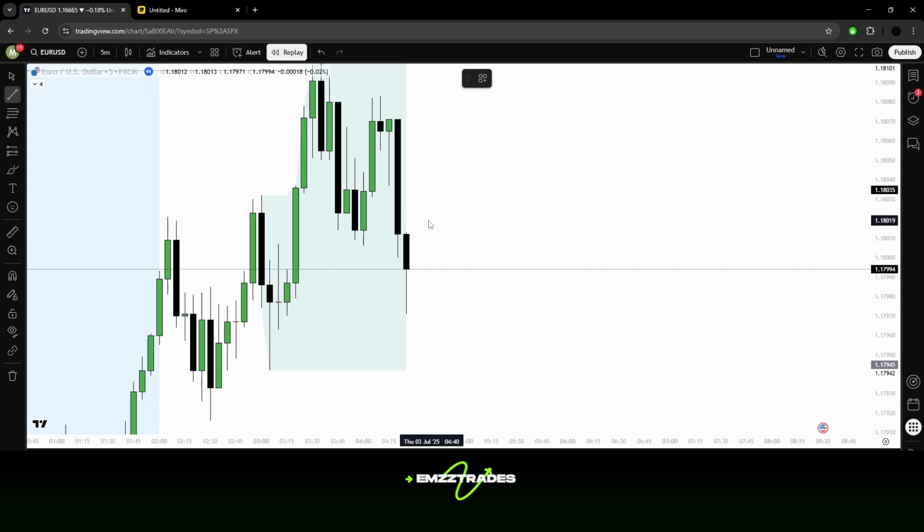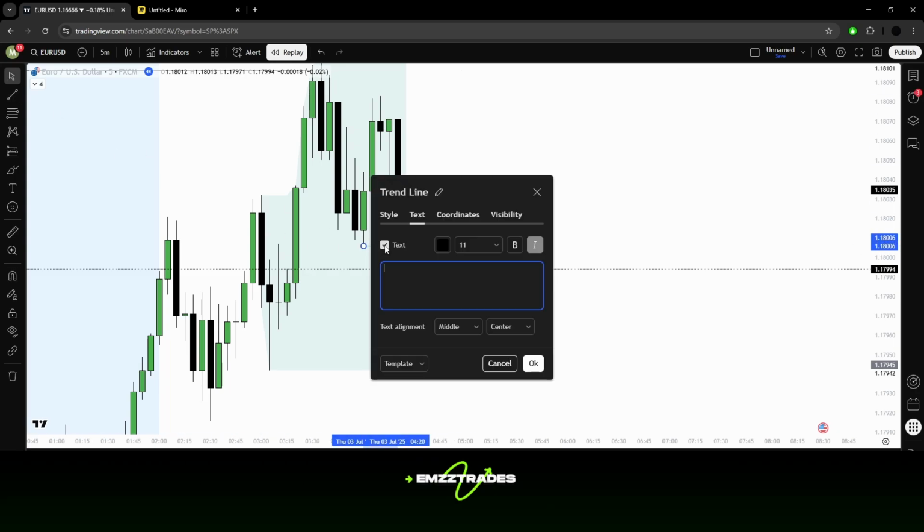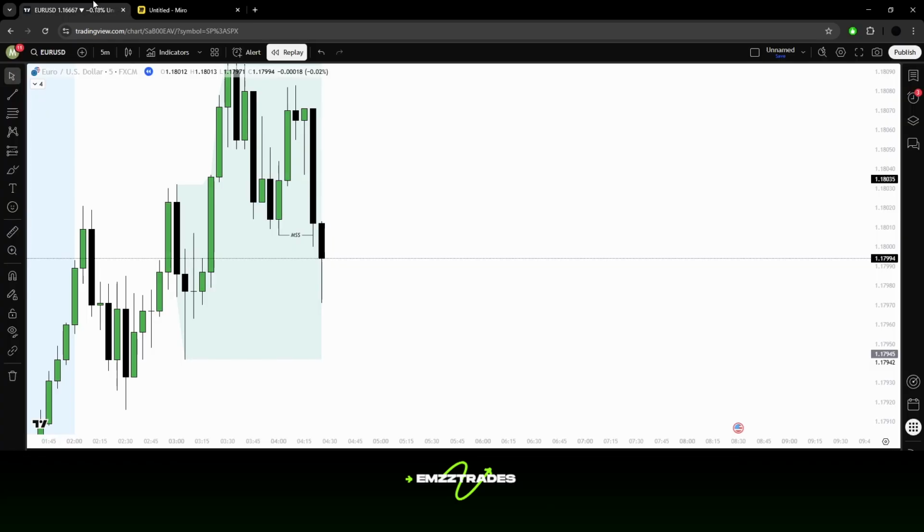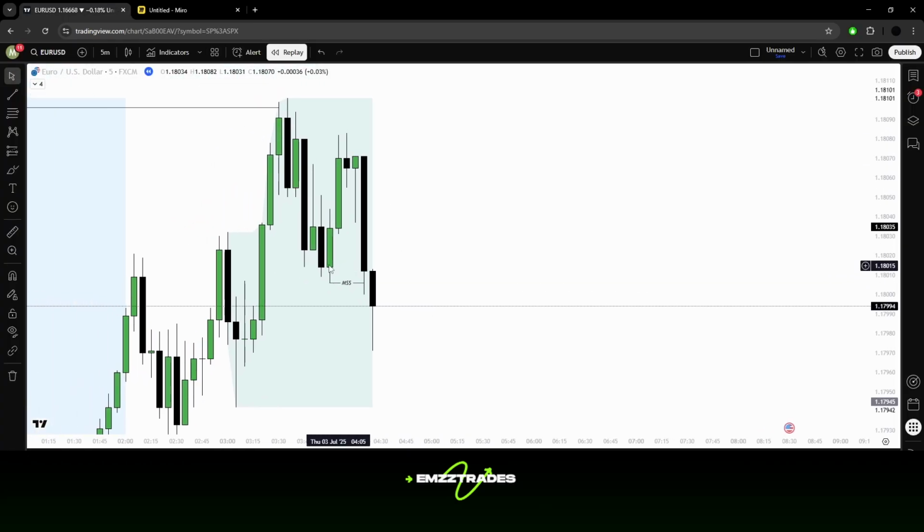So what we're going to do is right here, mark out my market structure shift, and I'm going to be explaining exactly what a fractal low actually is to you in just a second. So this is the market structure shift right here, and as soon as we get the market structure shift and the engulfing candlestick, all we've got to do is identify the fair value gap, overlap it with the market structure shift for a higher probability, and then from then on we can just execute the trade. That's all that's left. So I'm going to mark out my fair value gap right here.